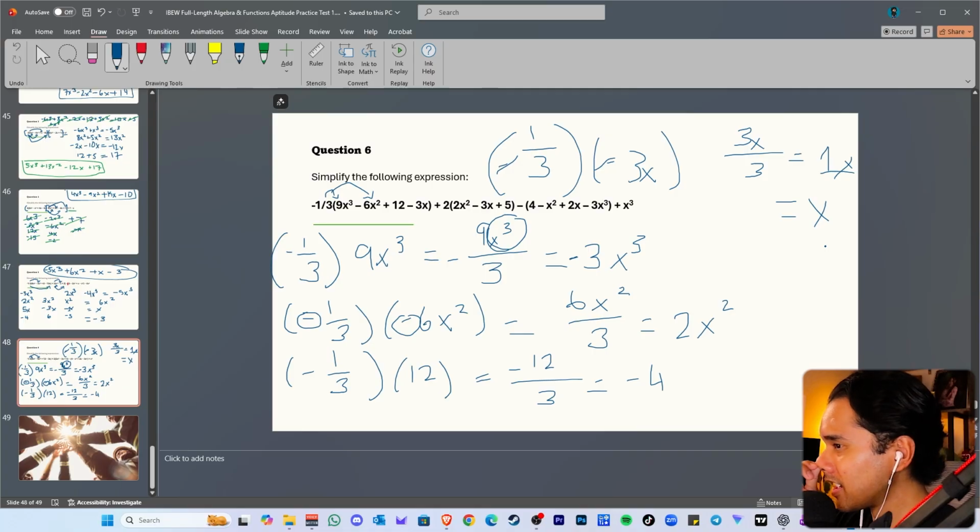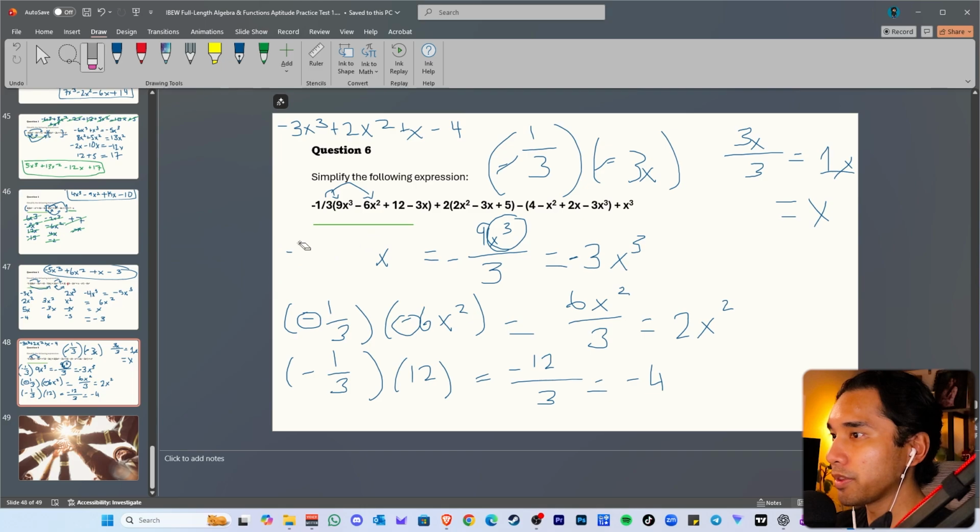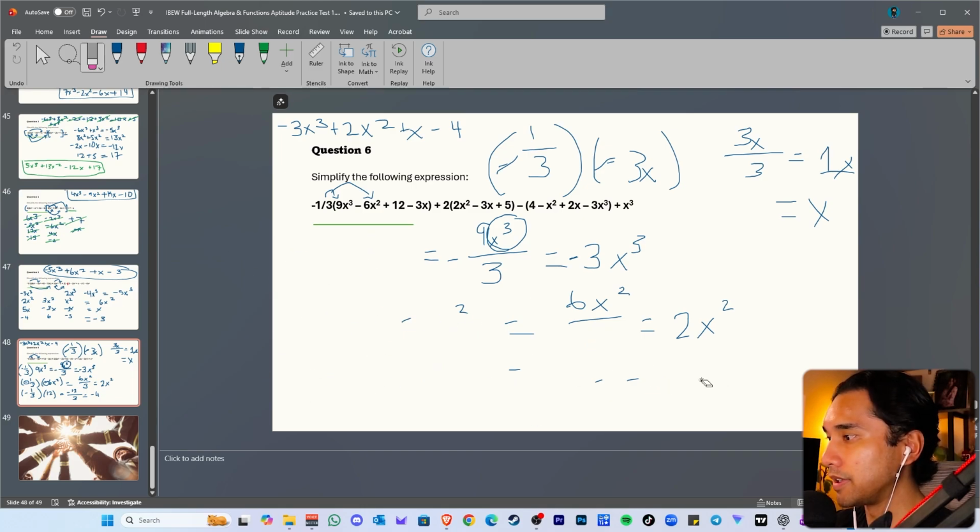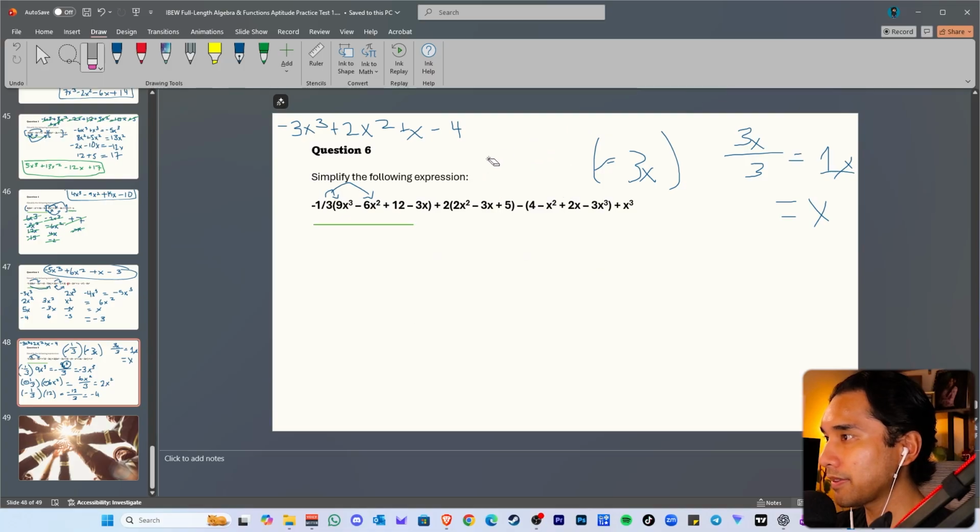All right, cool. So that whole expression, I'm going to write it over here and then I could erase everything: minus 3x cubed plus 2x squared plus x minus 4. Okay, from that whole thing, we got that. We simplified that part of the expression. Now it looks like everything else is easy. So while I'm erasing, figure out that part.